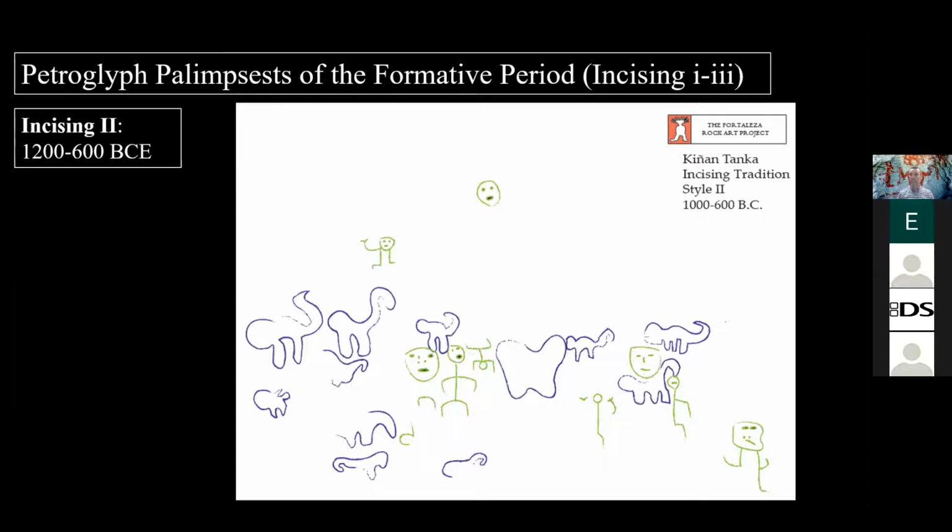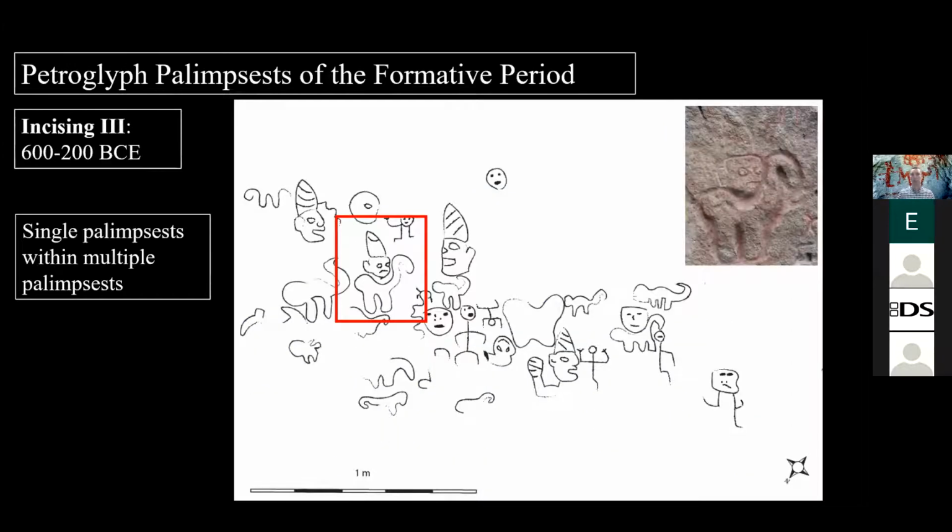So we see these things starting to come together and create a narrative or a conversation with each other. And you can really see this clearly when we have all 3 styles together around 600 to 200 BC. If we look at our inset photo in the upper right-hand corner, we can see an incising 3 image that is carved next to an incising 2 image.